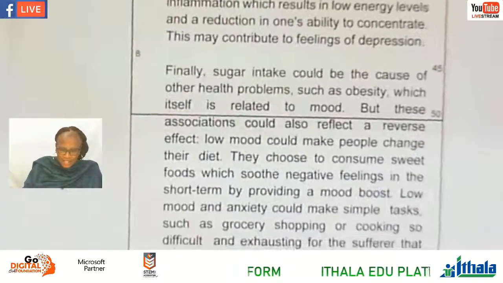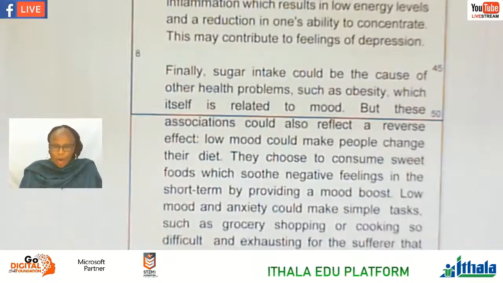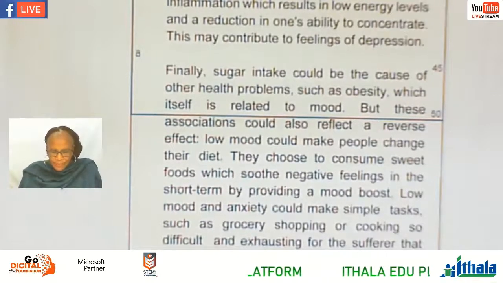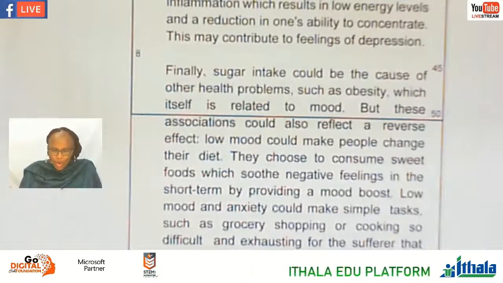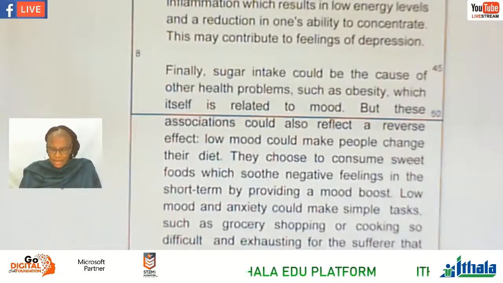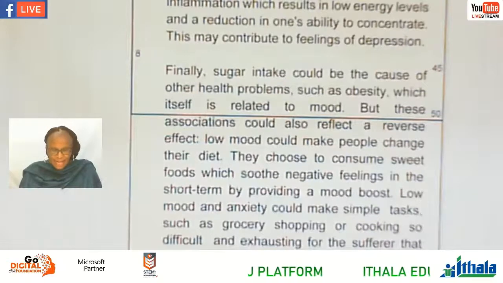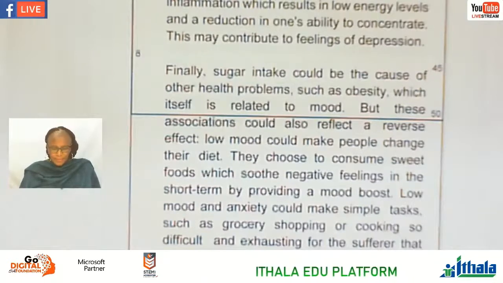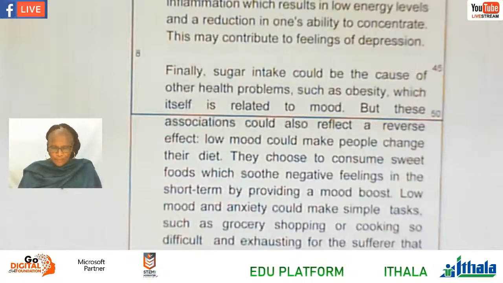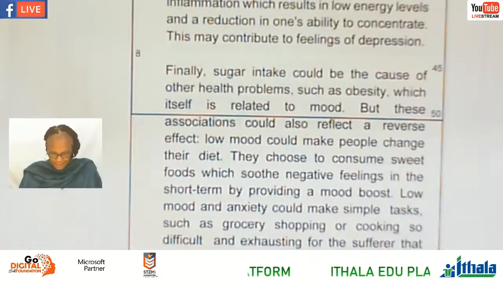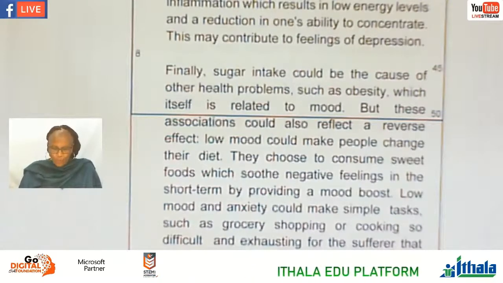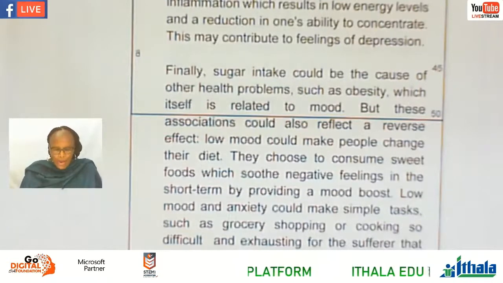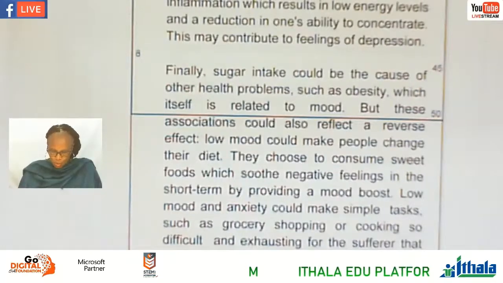Ongoing research suggests that mood disorders could be linked with inflammation in some cases. High sugar diets can also worsen inflammation, which results in low energy levels and a reduction in one's ability to concentrate. This may contribute to feelings of depression. Finally, sugar intake could be the cause of other health problems, such as obesity, which itself is related to mood disorder.